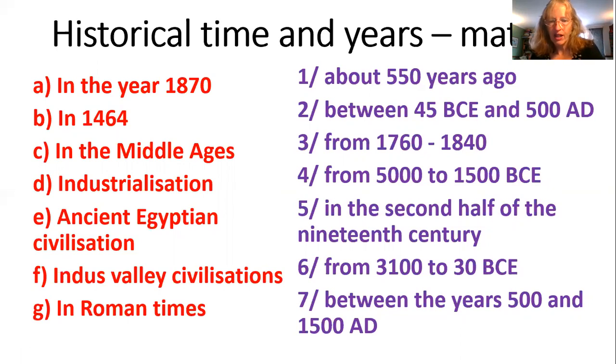G, in Roman times. What does G match with in Roman times? What do you think? When were the Romans in power? Okay, I think it was 2, between 45 BC and 500 AD. Try to match the others. Pause now to match.